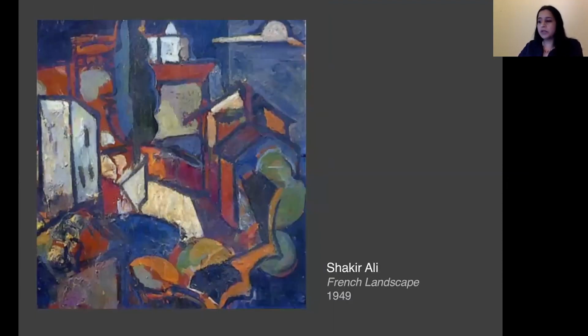where he worked under Lhote. And I'm just showing you an example of the work, which is called French Landscape. So I'm showing you the shift in his work that happens after moving to France, to Paris, and after being educated in the Slade School of Art.